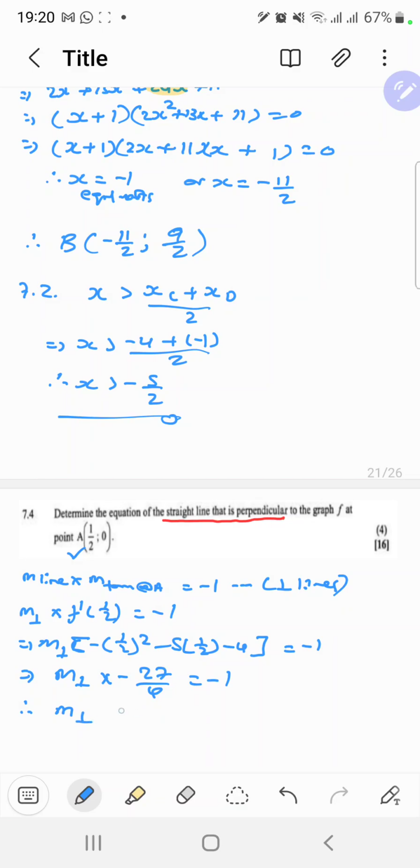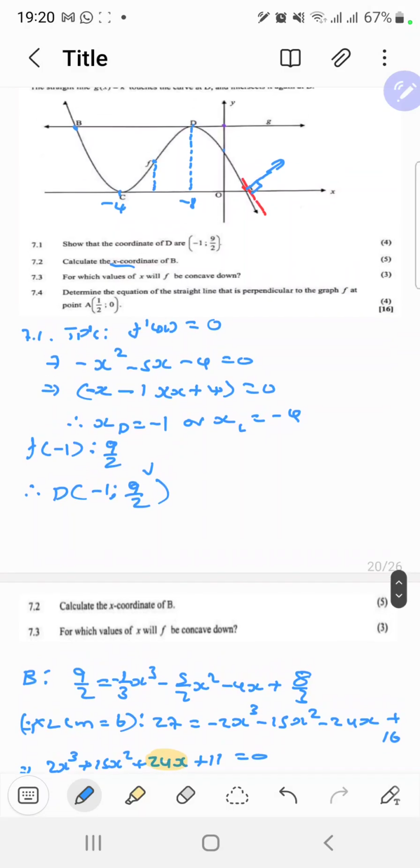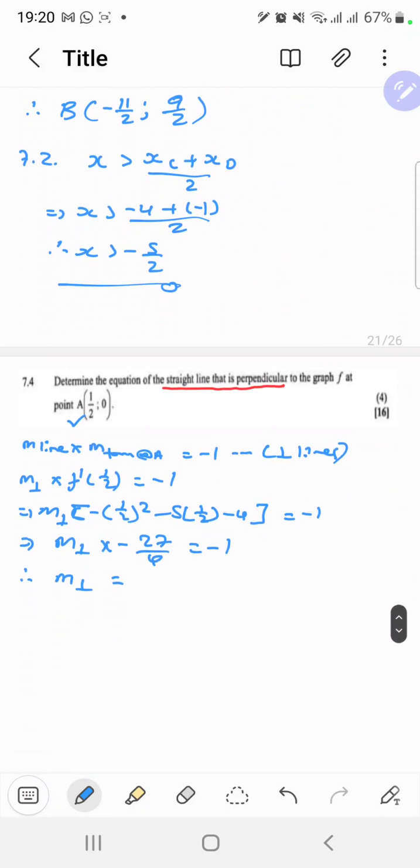Therefore, the gradient of the perpendicular line is going to be a positive gradient. Can you see? It makes sense because this tangent was negative, so that one becomes a positive gradient. Remember, when you divide by a fraction, you flip it over, so it becomes 4 over 27. This implies that the perpendicular line is such that y is equal to 4 over 27x plus c.